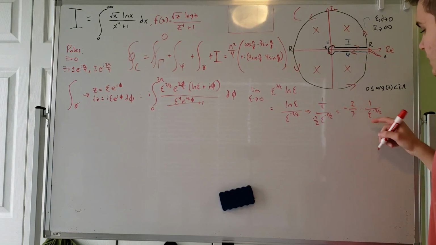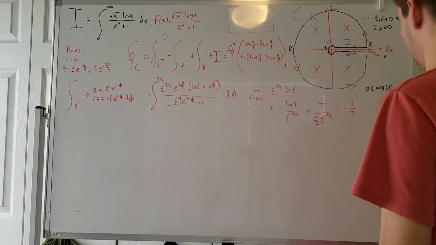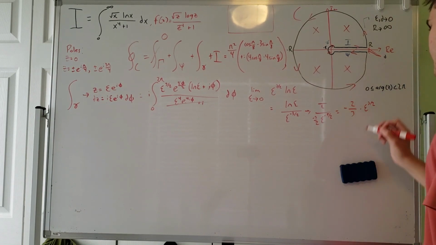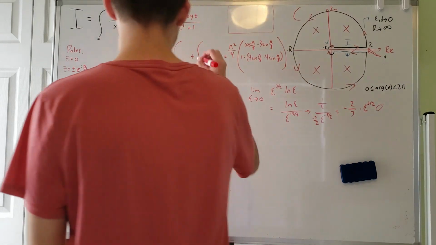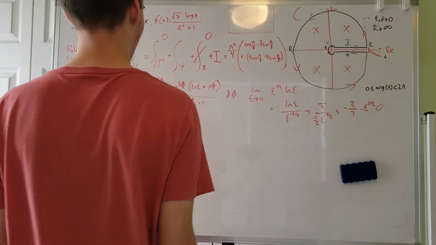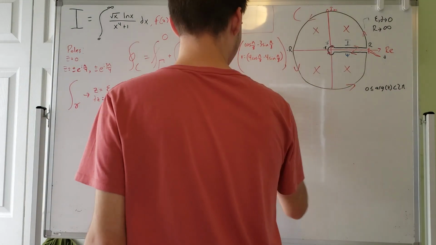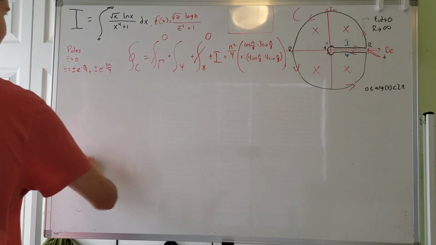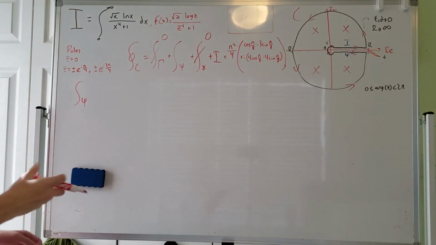And since epsilon has a negative exponent, we can just negate it and put it to the top. And as epsilon goes to 0, this goes to 0, so this entire thing goes to 0 as well. Okay, we're getting somewhere. Now, we're almost done. We just have to focus on the integral over psi.